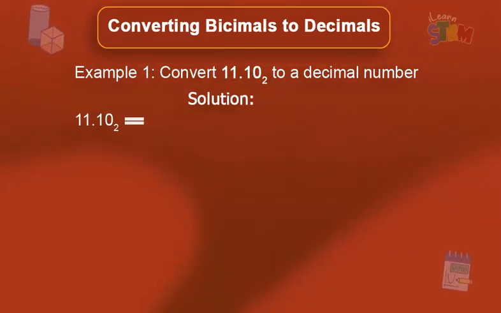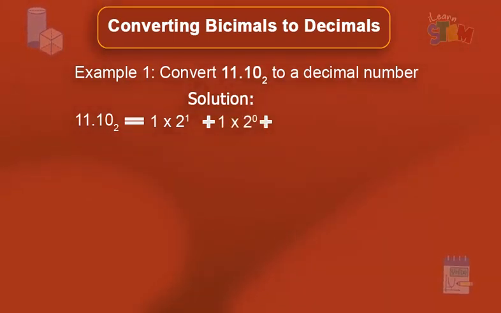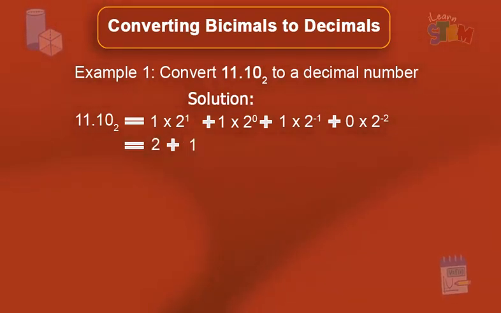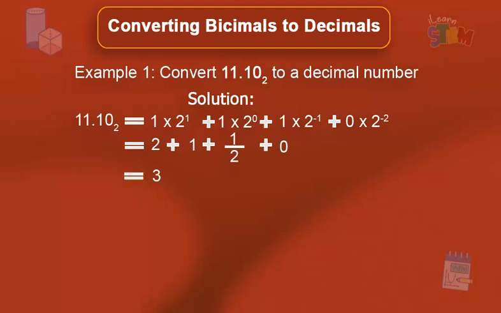This will give us 1 times 2 raised to power 1 plus 1 times 2 raised to power 0 plus 1 times 2 raised to power minus 1 plus 0 times 2 raised to power minus 2. This will give us 2 plus 1 over 2 plus 0. And this equals 3 plus 1 over 2. But remember that 1 over 2 is the same as 0.5. So, 3 plus 0.5 equals 3.5.